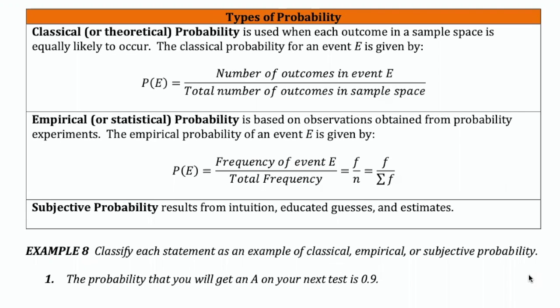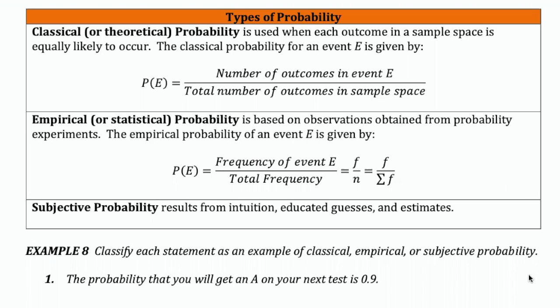For instance, flipping a coin, the outcomes of heads and tails are equally likely. They're both about 50%. The classical probability for an event is found this way. The notation we use is capital P for probability, and then in parentheses, we put the event that we're calculating the probability for. And all you do is take the number of outcomes in that event, so the number of outcomes that satisfy your event, and divide it by the total number of outcomes in the sample space, which we now know how to determine.